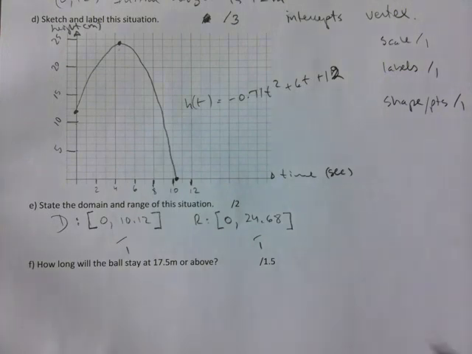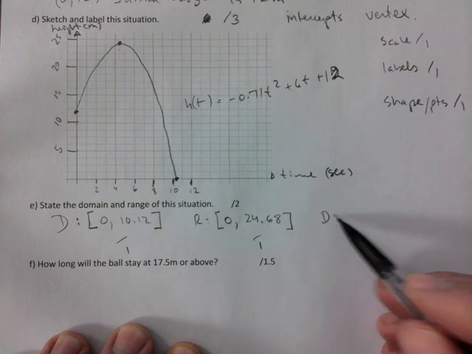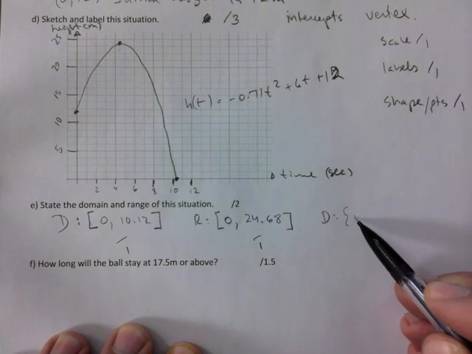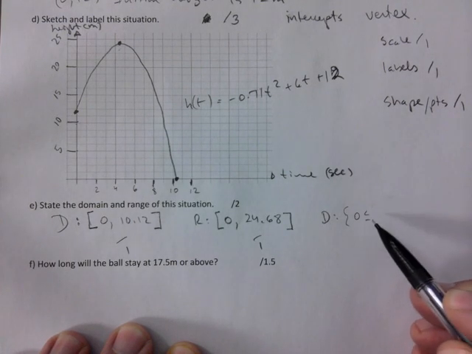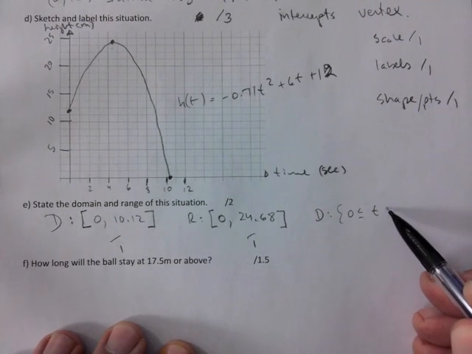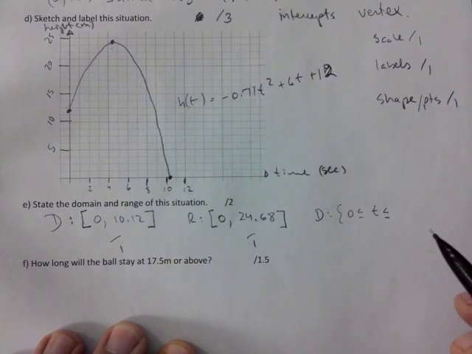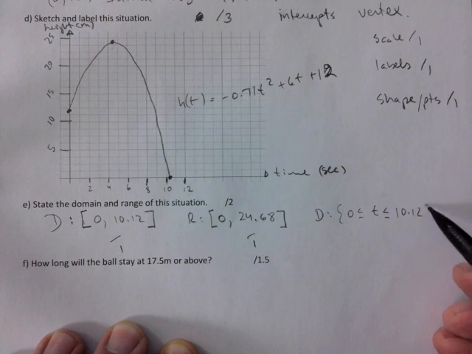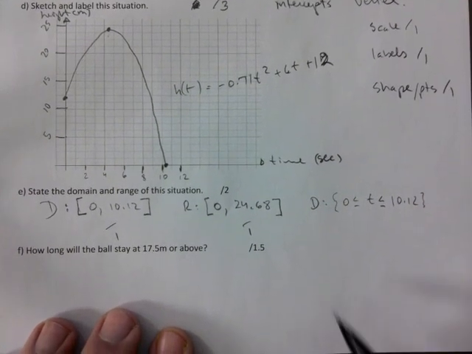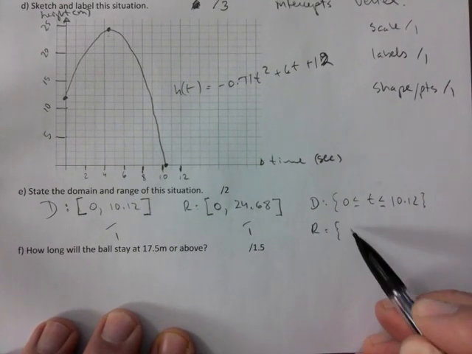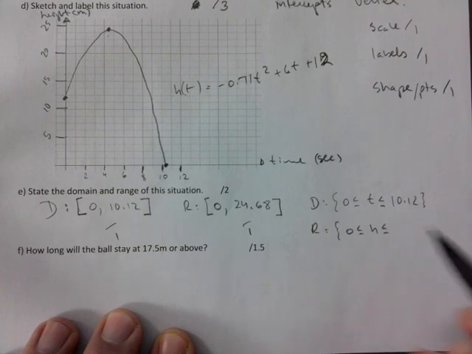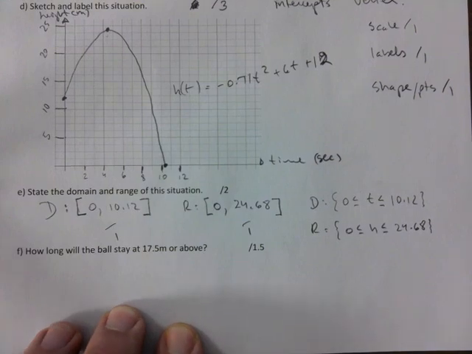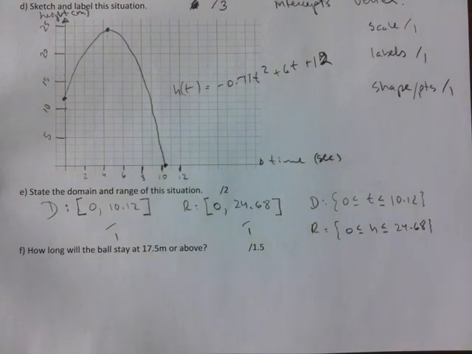Anybody use set notation? If you use set notation, you have to be careful. It can cost you, right? Because it would be like this. For the domain, you have to use the letter T, because the equation uses T for X, right? And so that would be like this, with squiggly brackets, right? And the range would be 0 to 24.68 if you have it like that.